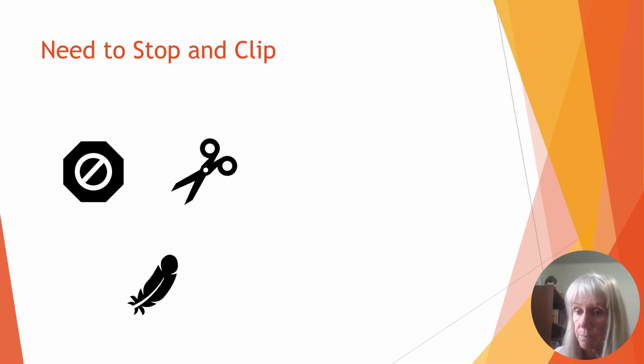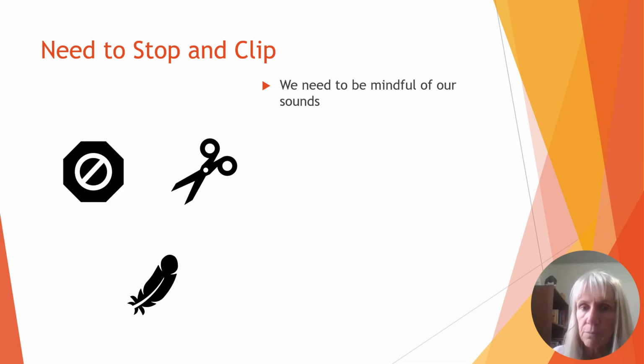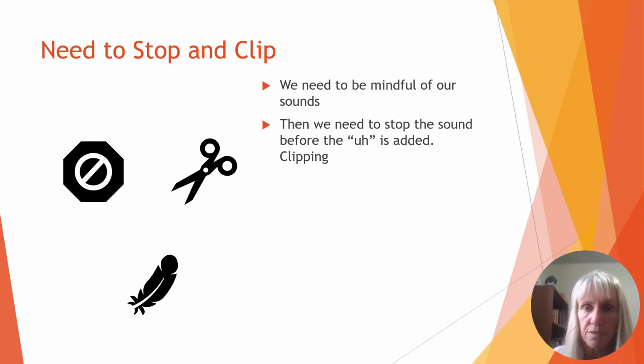And I have to be especially mindful of it because I do have a tendency of doing that, especially when I'm trying to enunciate a word for another speaker or listener. So enunciate the phoneme. I do have a tendency to add that schwa, so we need to be mindful of our sounds and the way we're pronouncing them. Then we need to stop the sound before the schwa is added. And this is called clipping. So we're going to clip it. We're going to pull it back a little bit. Instead of that tendency to want to elongate the word, we're going to pull it back and make it shorter.